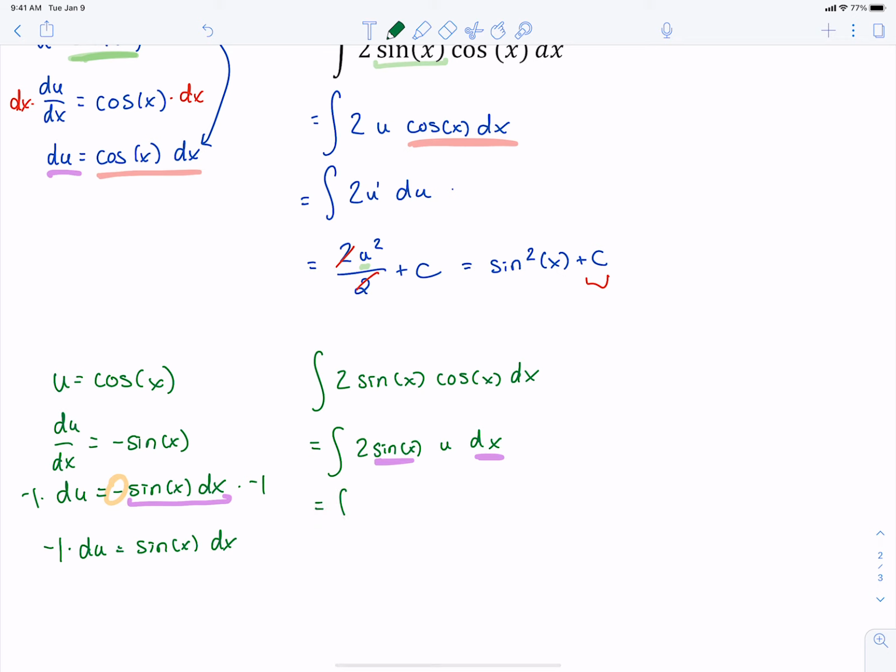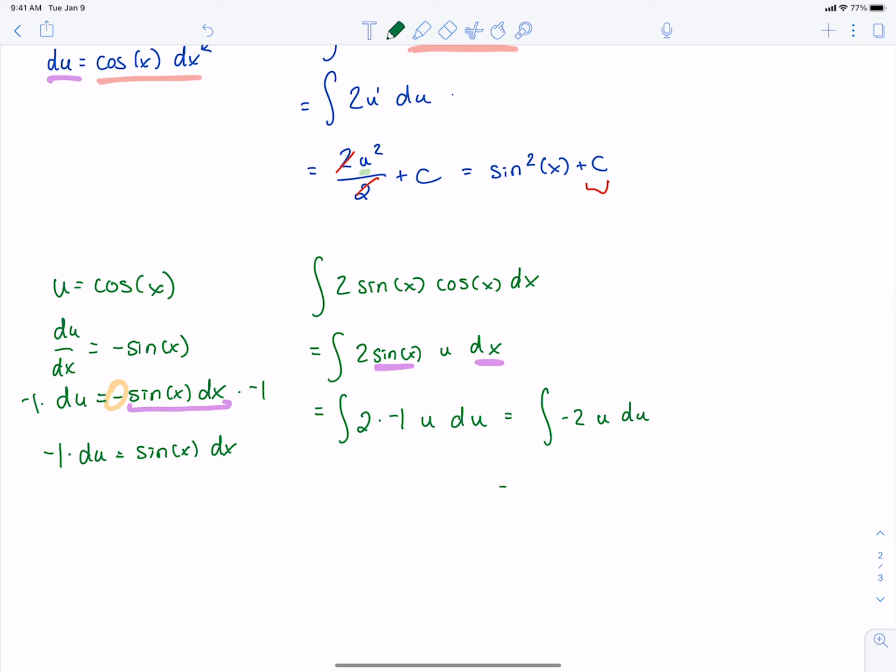So the thing to remember about substitution, and this is what we'll spend a lot of time doing in class, is that constants can be moved around. So we get 2 times negative 1 times u du. So again, what we've done is turned this into an integral that we know how to take. And we get something very similar to what we did up above, but this time we have negative 2u squared over 2 plus c. And at this point we can substitute back, but we have to remember we had cosine of x, that was our u. So we're going to get negative cosine squared of x plus c.